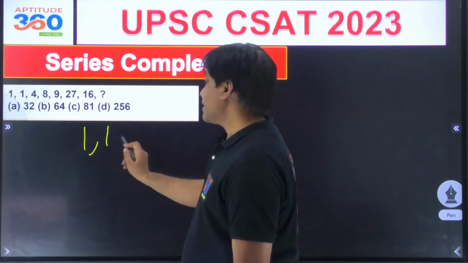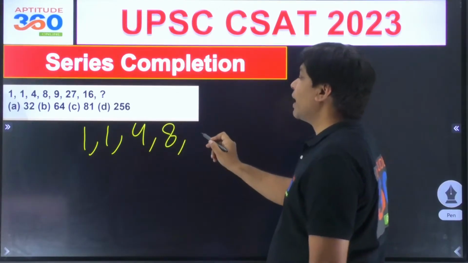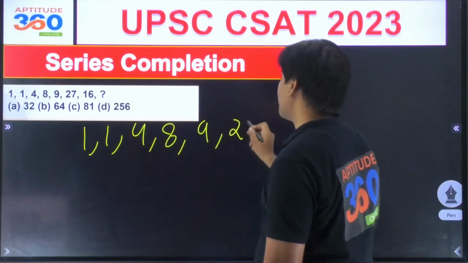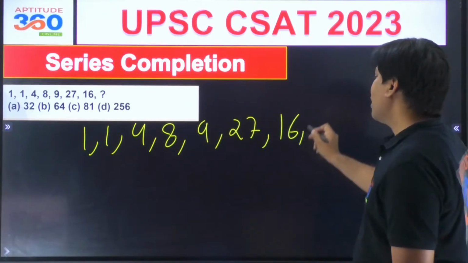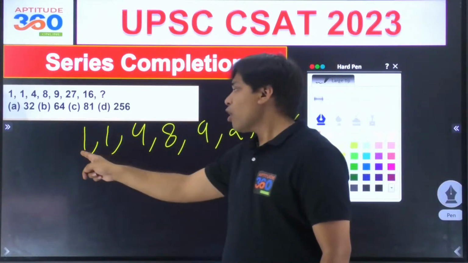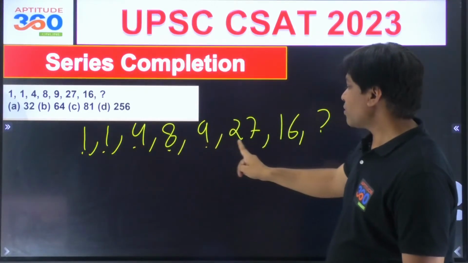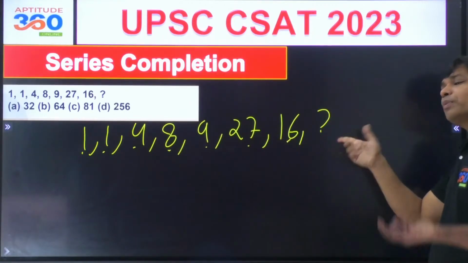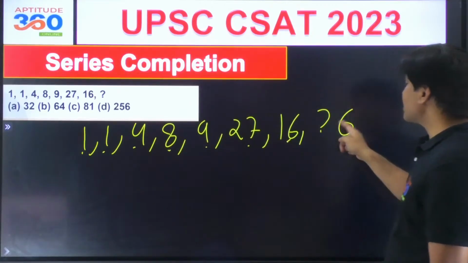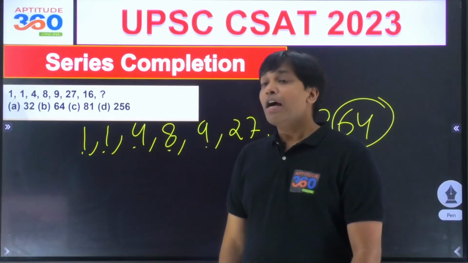If you look at this series, it's pretty simple. You know what? 4, 8, and then 9, and then 27, and then 16. What is this number? If you will have to find it out, understand this is 1 square, 1 cube, 2 square, 2 cube, 3 square, 3 cube, 4 square, 4 cube. Pretty simple. Problem खत्म हो गया. This is 64. Are we clear with this?